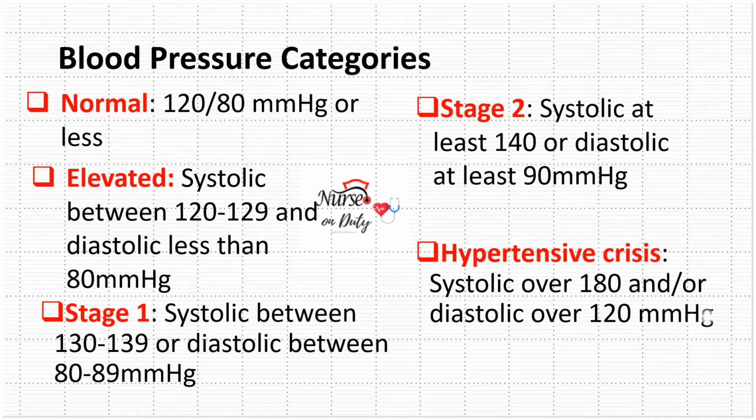Hypertensive crisis: systolic over 180 and/or diastolic over 120 mm Hg. Usually, this is very common in patients with malignant hypertension or patients with renal problems. So, this is the type of crisis or hypertension where medications do not easily take effect.